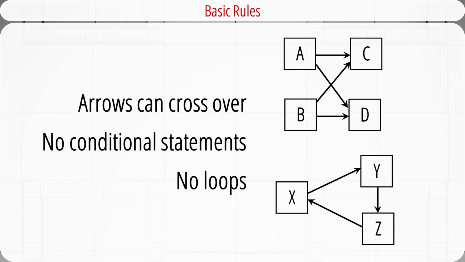The fourth rule is that arrows indicate precedence and flow, and they can cross over each other, like the one at the top. The fifth rule is that conditional statements are not permitted in a project network. One example of a conditional statement is, if test is successful, then build the prototype, otherwise redesign.